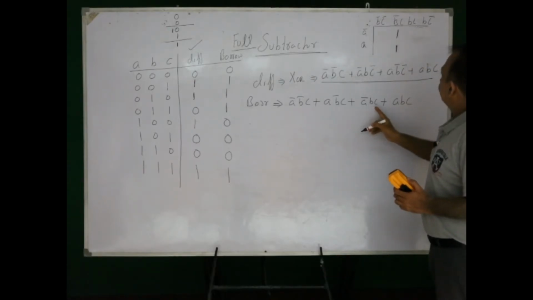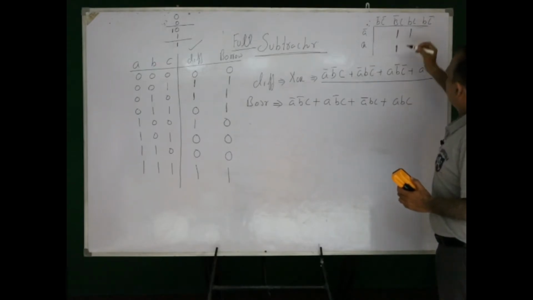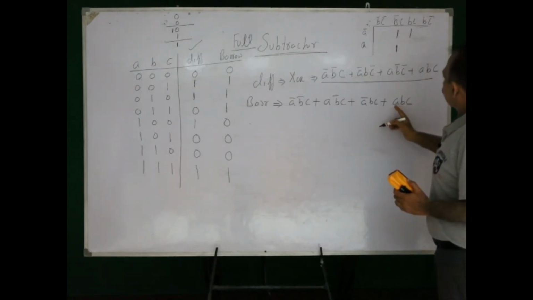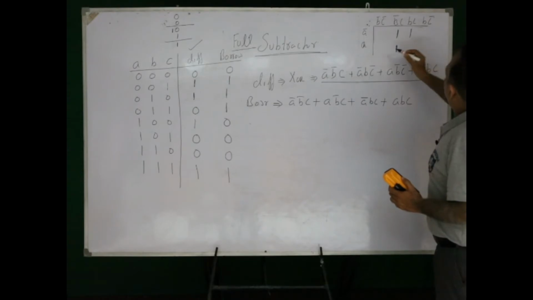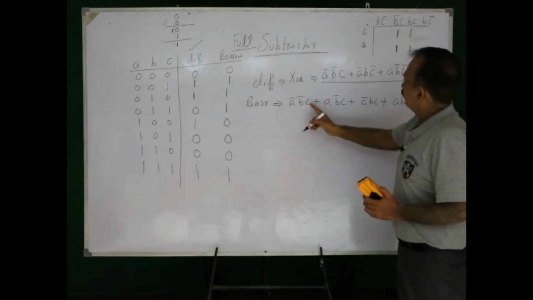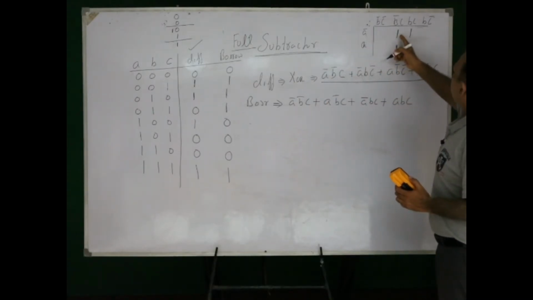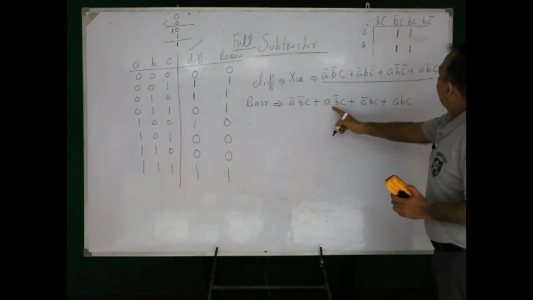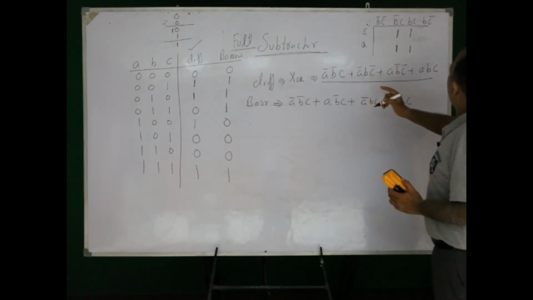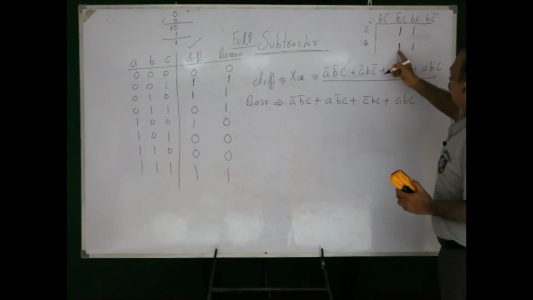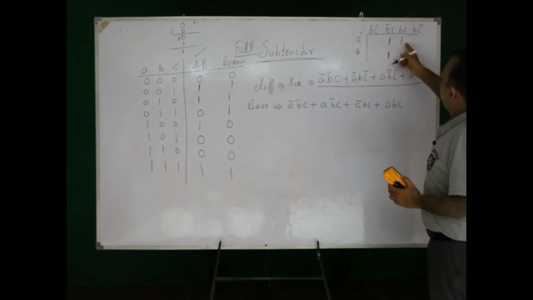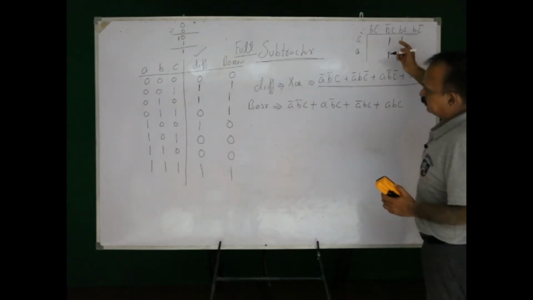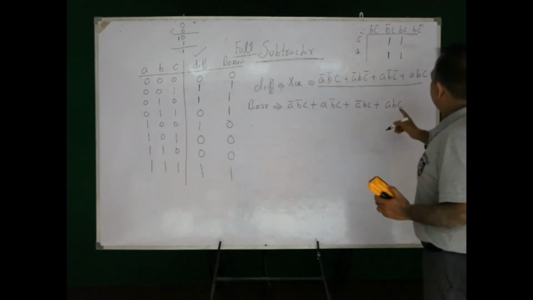Next is A bar B C, I hope this entry will be 1. And the last is A B C. So first again we will be checking A bar B bar C, this entry is A bar B bar C. The next is A B bar C, this entry is A B bar C. The next one is A bar B C, this entry is A bar B C, and the fourth entry is A B C.